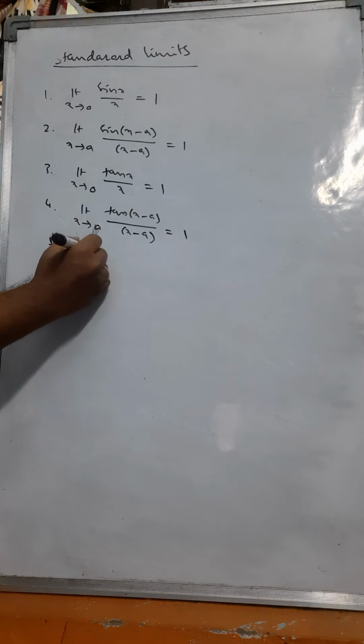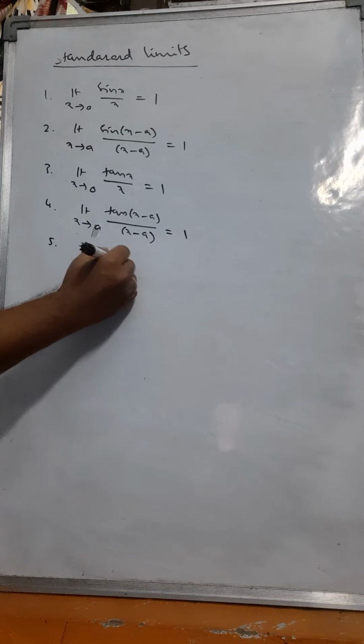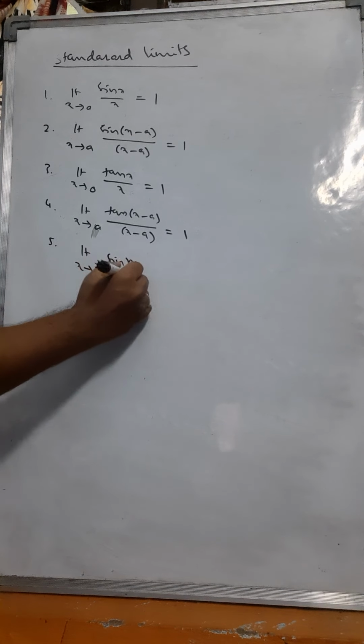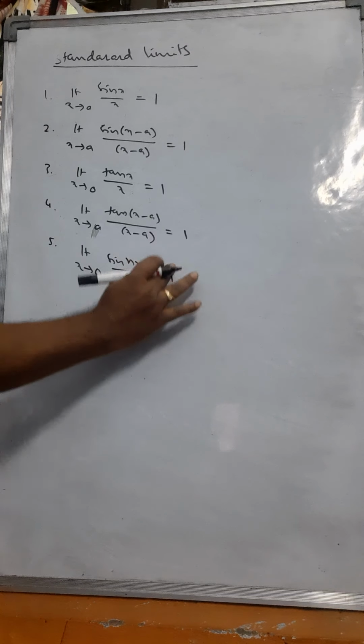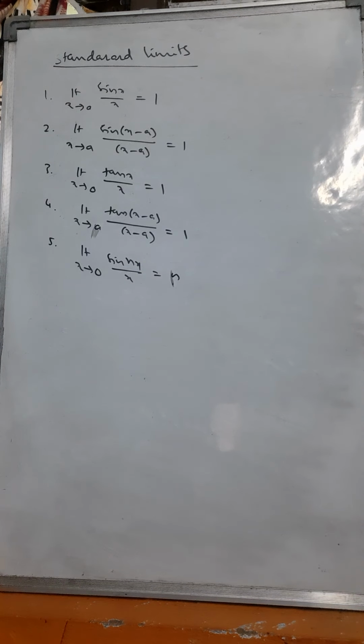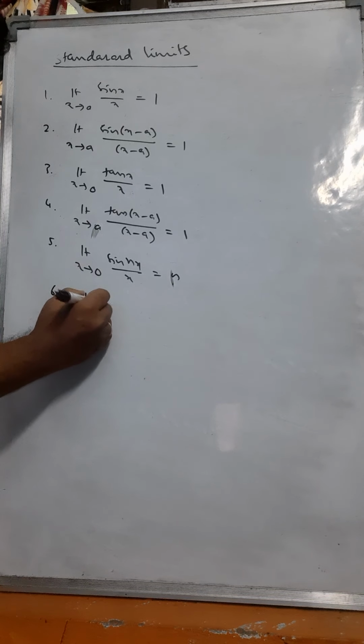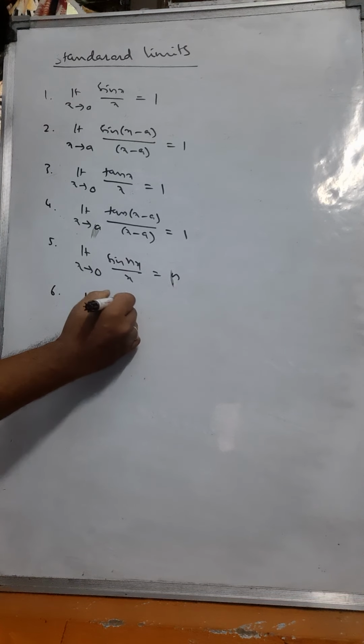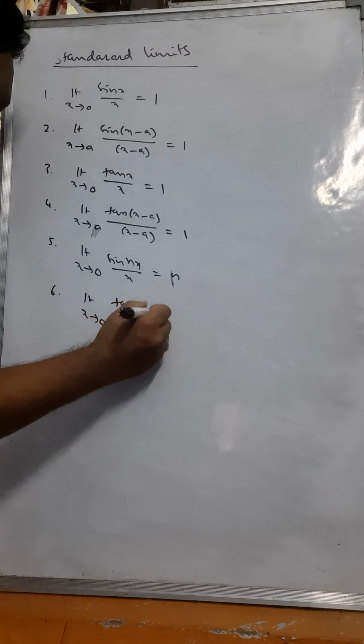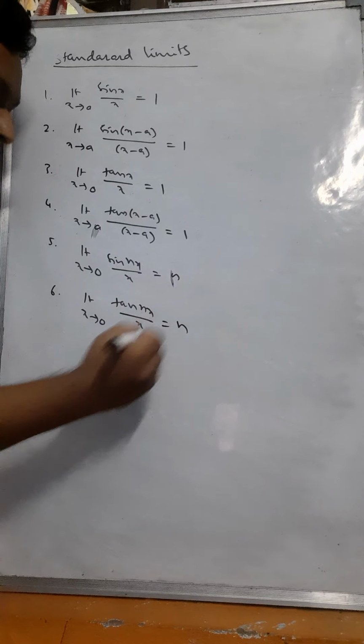Fifth one: limit x tends to 0, sin nx by x is equal to n. Sixth one: limit x tends to 0, tan nx by x is equal to n.